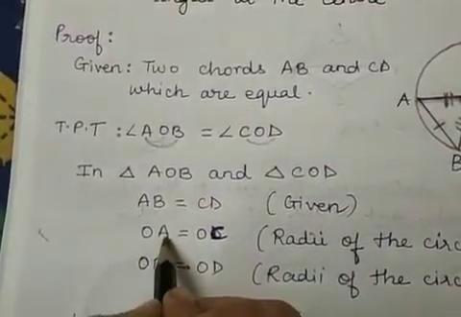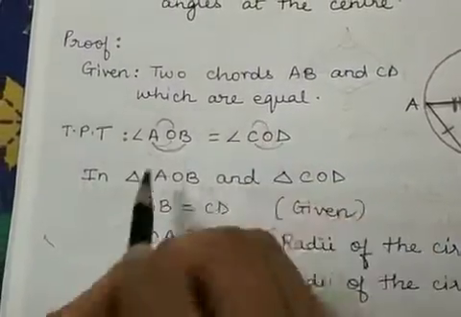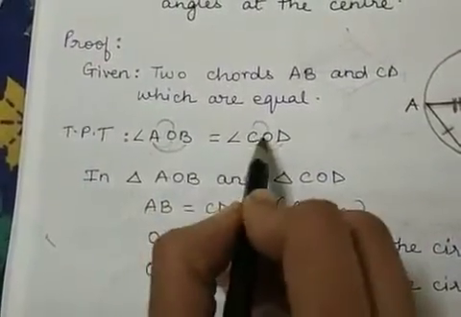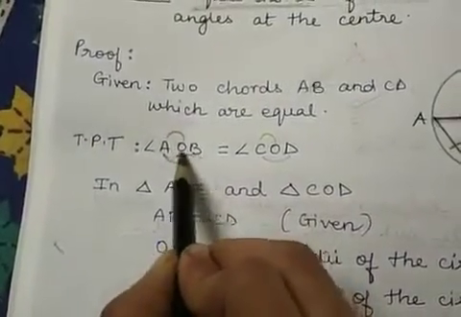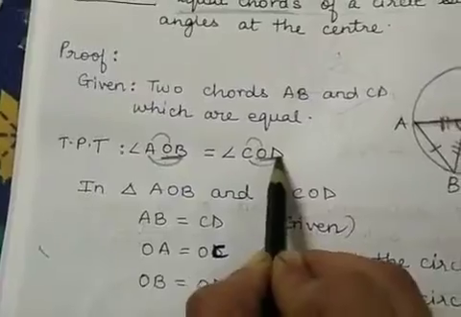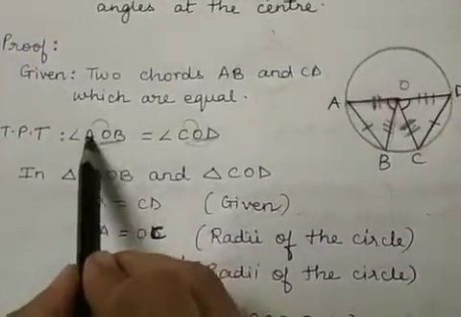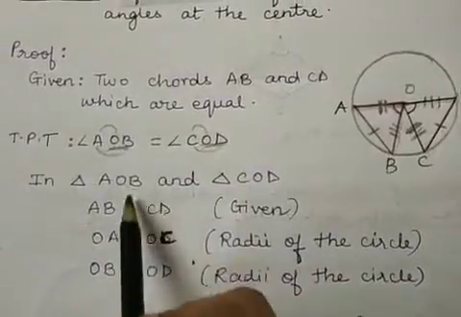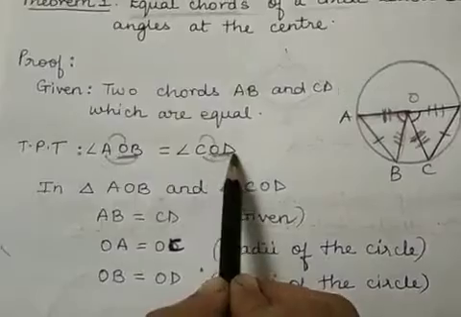Then I took OA. So if this is OA, then from the figure it should be OC, same. Okay, same sides. If I take OB, then it should be OD. That is how you come to know which sides have to be taken. Okay, AB, then CD. Then if you take OA, then it should be OC, OB, then OD.